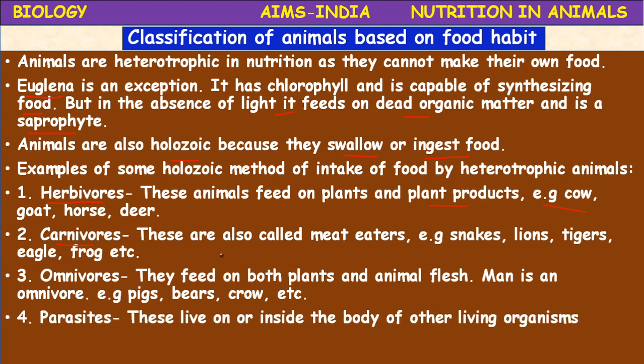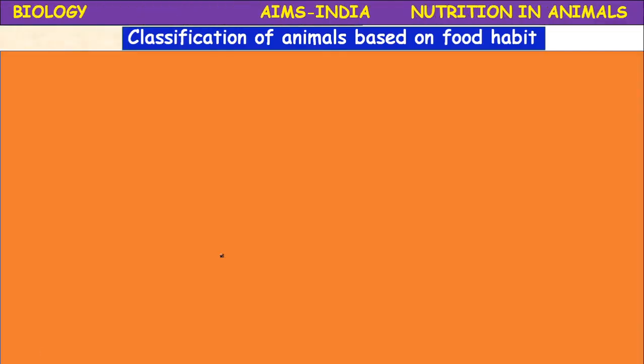And the next category is parasites. Parasites means these live on or inside the body of other living organisms. A parasite cannot synthesize its own food and depends on other organisms for its food. That organism which provides food to the parasite is called a host. Sometimes these parasites may kill the host also. So let us know more about these parasites.